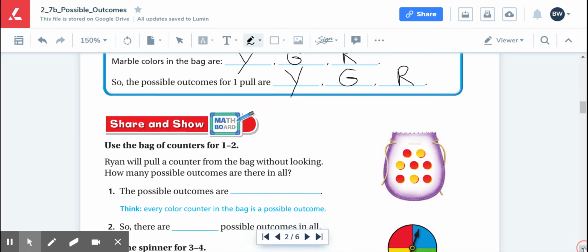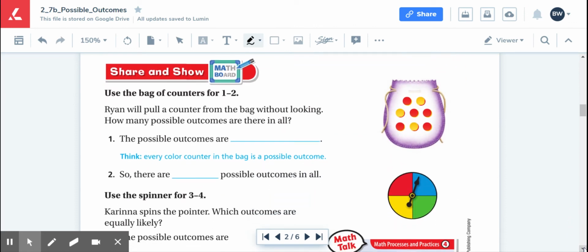We're going to go down again, and we're going to talk about counters this time. Sometimes we use these red and yellow counters in our classes. Ryan will pull a counter from a bag without looking. How many possible outcomes are there in all? Well, we only have a red side or a yellow side, so there has to be 2 outcomes. Every color in the counter in the bag is a possible outcome. There are 2 possible outcomes because there's only red and yellow.